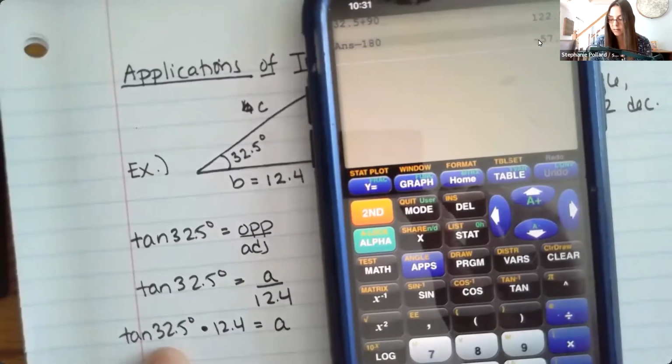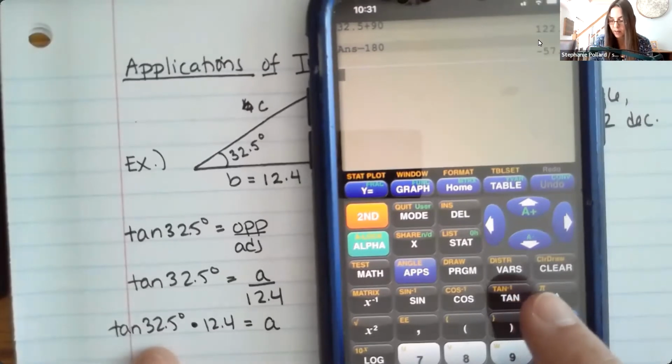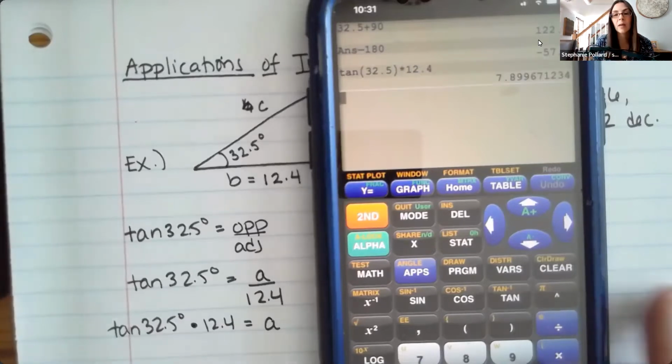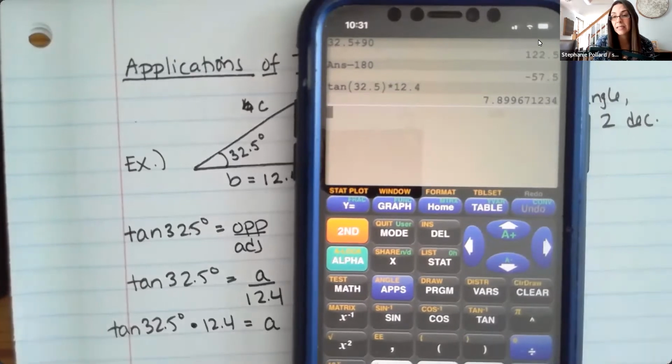So I have tangent, which is right here. And then I'm just going to type in 32.5. And I'm multiplying that by 12.4. And I get about 7.8996. We do want to round to 2 decimal places here. So if I look at this, that 899 is going to get bumped up. So it's going to be 7.90.